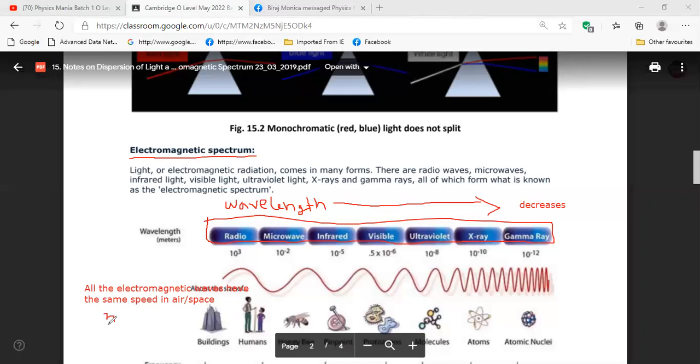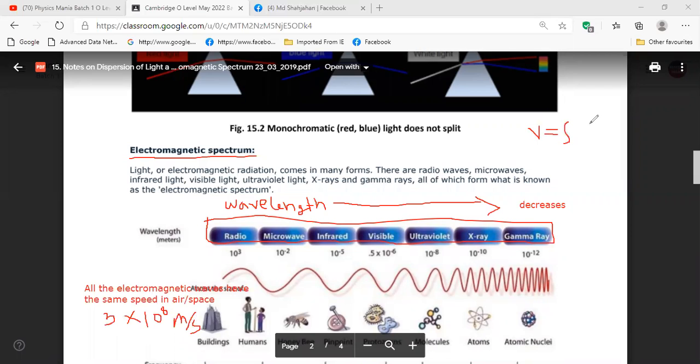3 into 10 to the power 8 meter per second. Is it clear? All the electromagnetic waves have the same speed in air or space, that is 3 into 10 to the power 8 meter per second. Now, you know one thing, V equals F lambda, right?